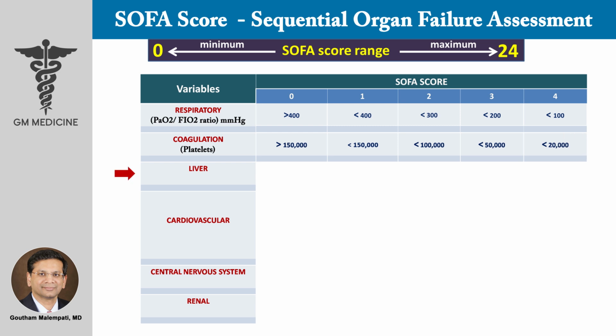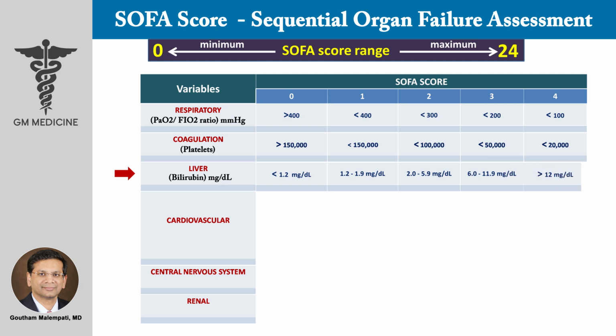Next variable is liver, where we measure the bilirubin in milligrams per deciliter. If the bilirubin is less than 1.2, the score is 0. If it is between 1.2 and 1.9, the score is 1. If it's between 2 and 5.9, the score is 2. If it's between 6 and 11.9, the score is 3. And if it's greater than 12, the score is 4.